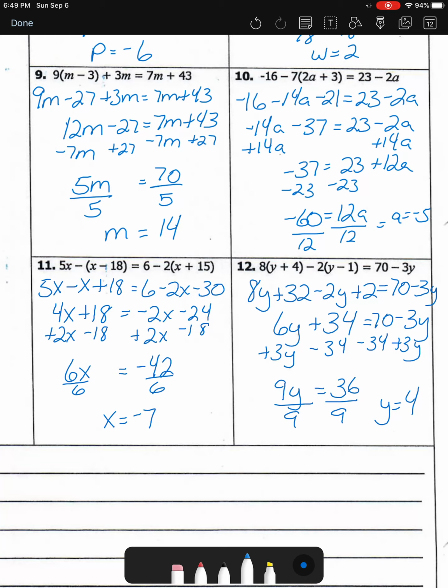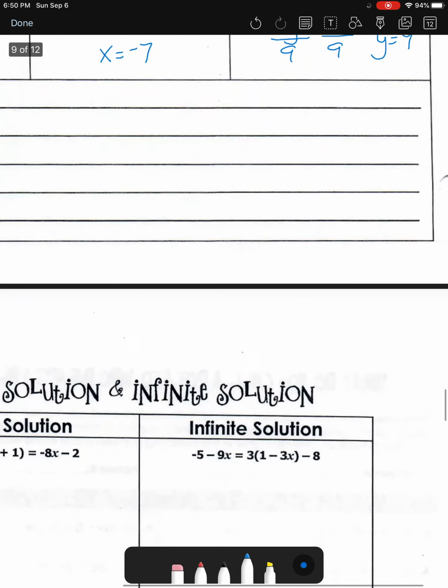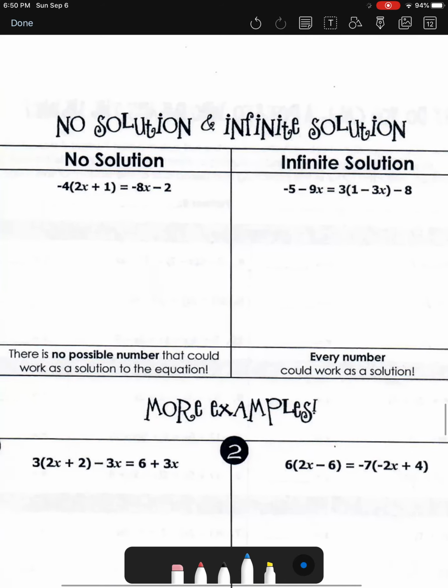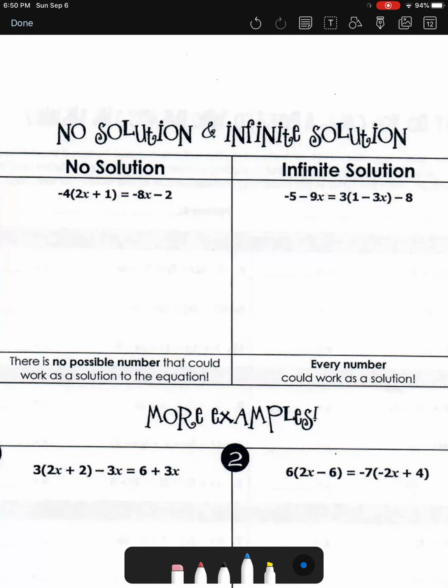Okay then. Now we're going to move on to a page of special circumstances, special solutions. We have to be aware of when we have a no solution and when we have an infinite solution, okay? So most of the time we work with conditional equations. A conditional equation means that there's one specific answer. This equation is true only on one condition, x equals 2, okay?